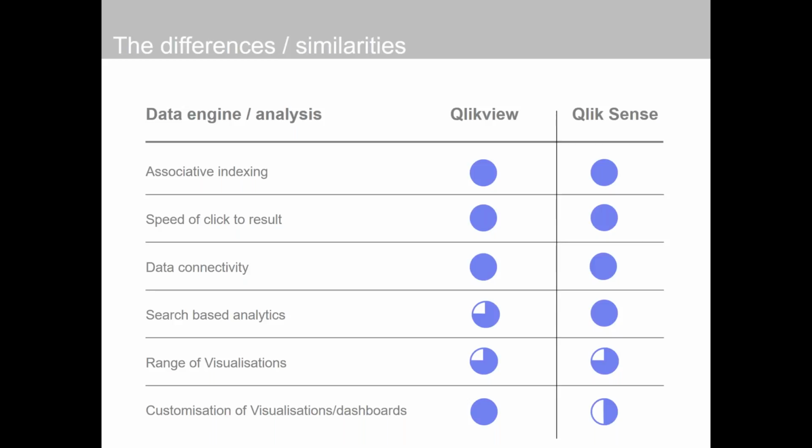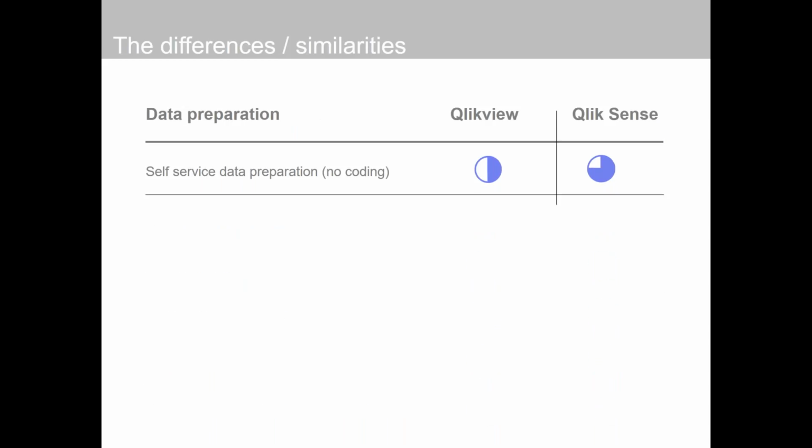Where ClickView scores better against Qlik Sense, the last item on there, is the actual customization of those visualizations. Because Qlik Sense is a simpler product, they don't have the same myriad of selections and tweak buttons. If you right click on an object on a chart in ClickView, there are hundreds of different things you can tweak. Qlik Sense doesn't have that same full range of those things.